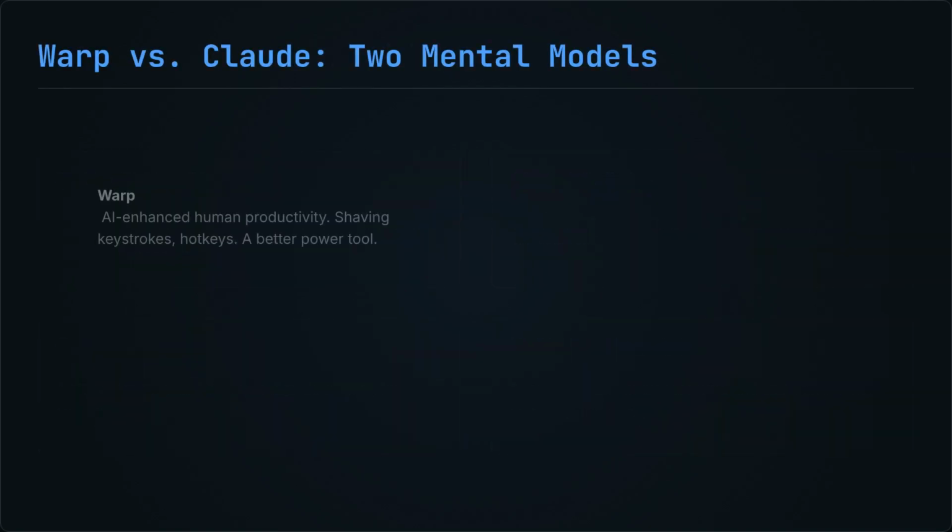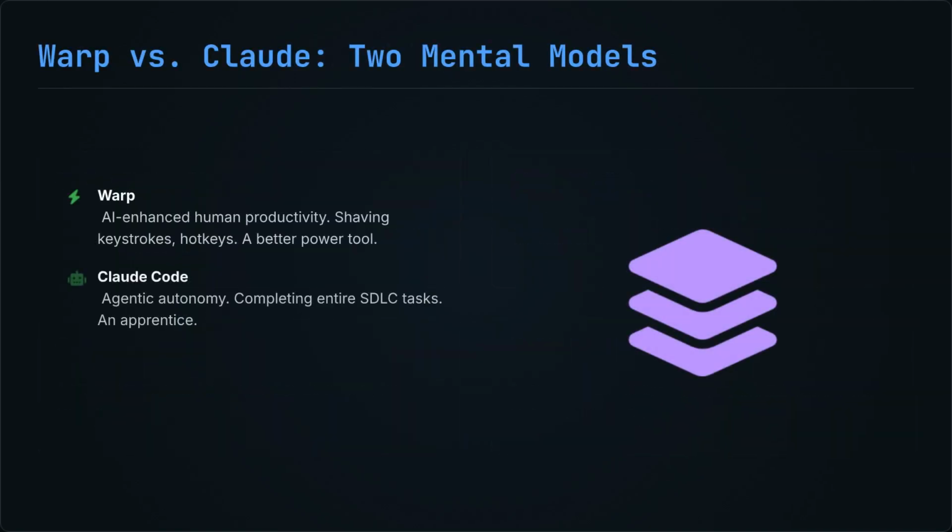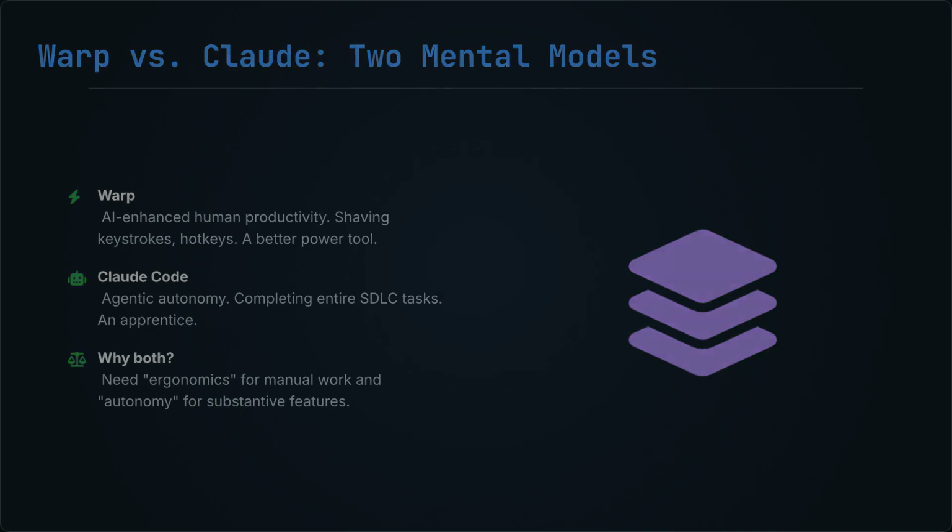Warp and Claude Code represent two mental models. Warp focuses on AI-enhanced human productivity, like a power tool. Claude Code focuses on agentic autonomy, acting as an apprentice. We need both ergonomics and autonomy.